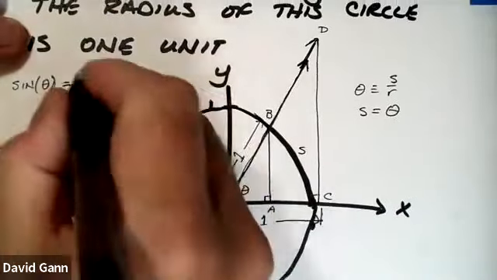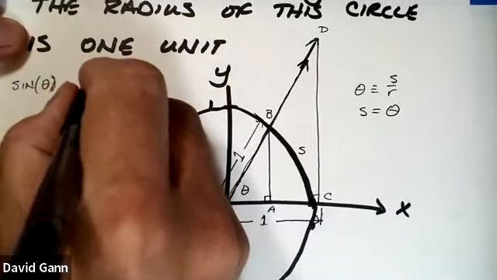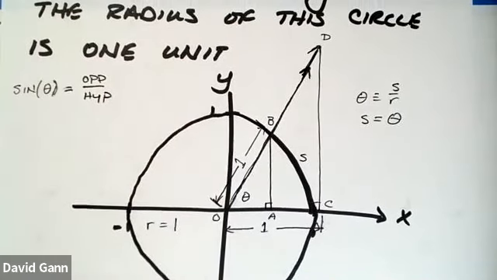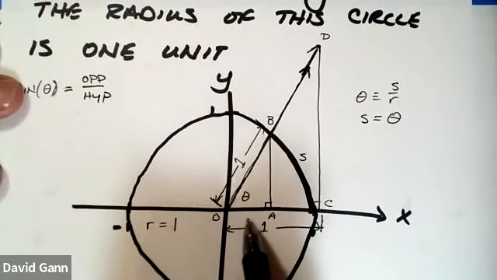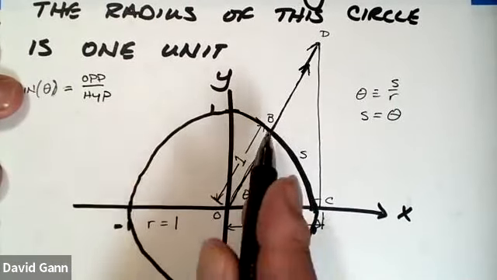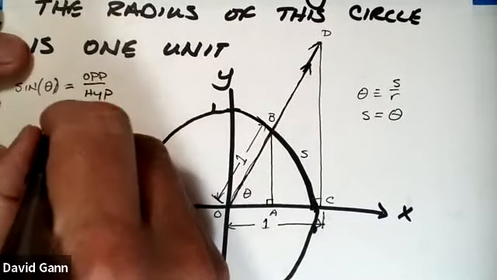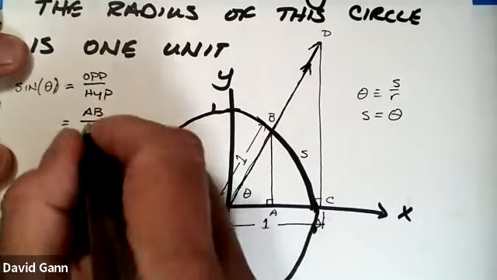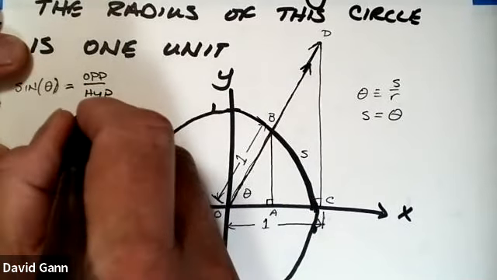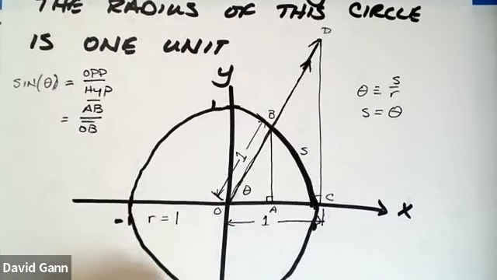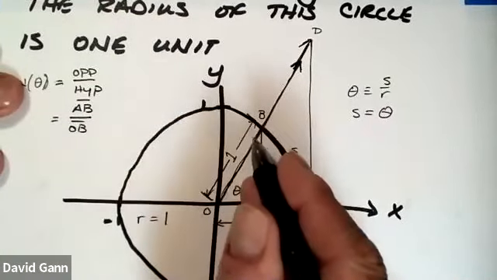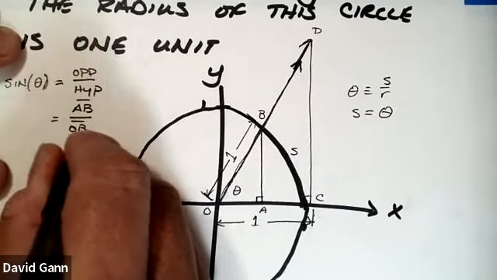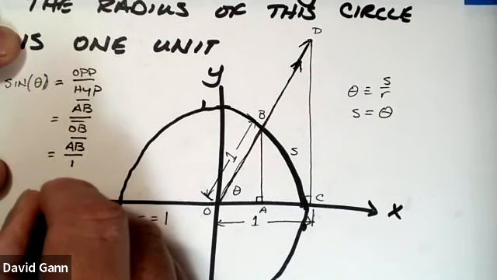So sine would be the opposite over the hypotenuse for a right triangle. Now note, if we're looking at triangle OAB, then this is equal to AB over OB, right? Whatever those lengths of those line segments are. But because OB is equal to 1, this is just simply equal to AB over 1, which is just AB.